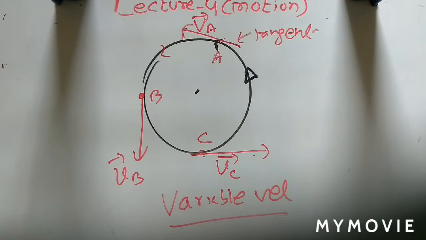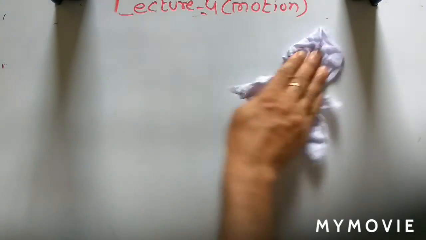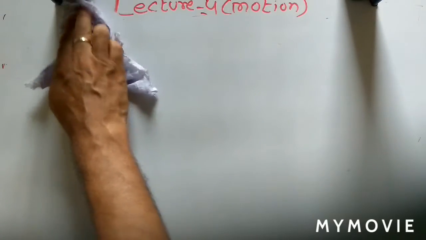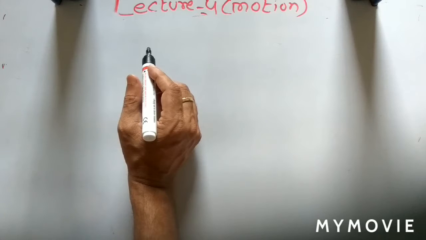Okay, so this is the description of velocity. Velocity is a vector quantity which has magnitude as well as direction. If magnitude is constant and direction is changing, we can say variable velocity. If magnitude is variable and direction is constant, it is variable velocity. If magnitude is variable and direction is variable, it is also variable velocity.